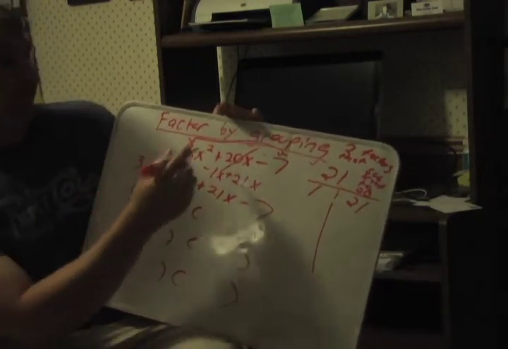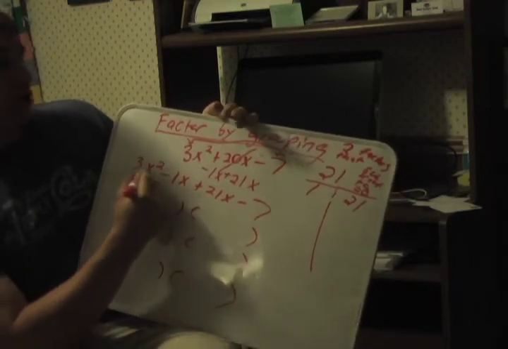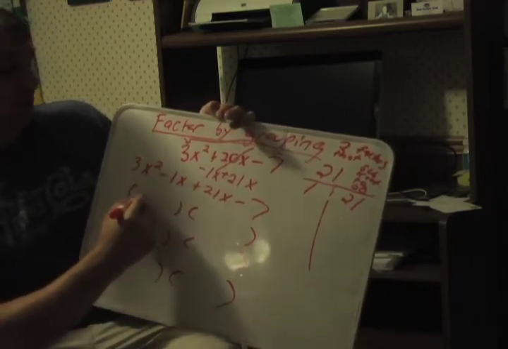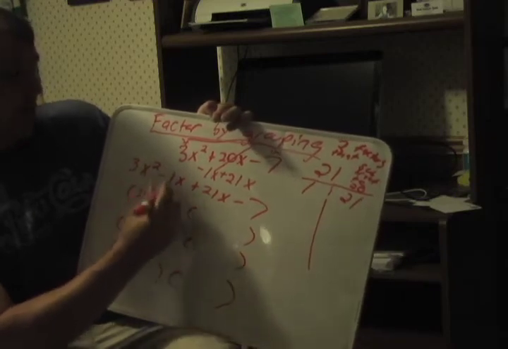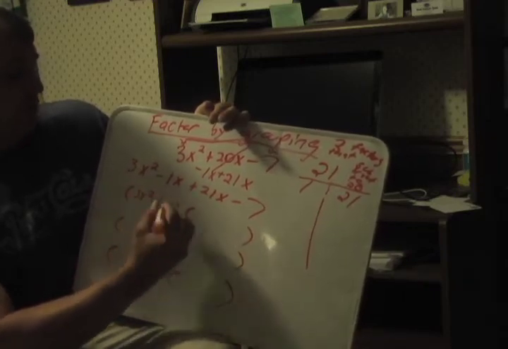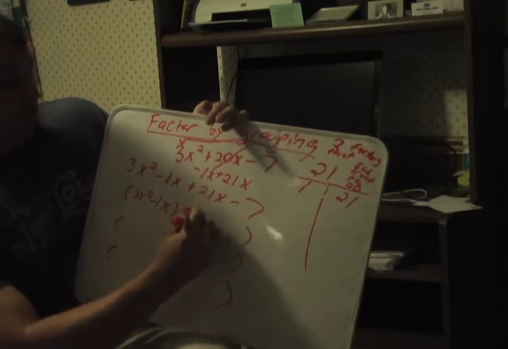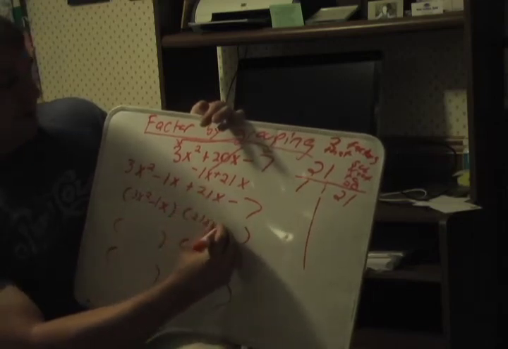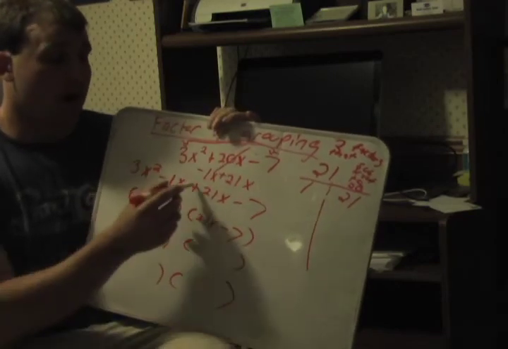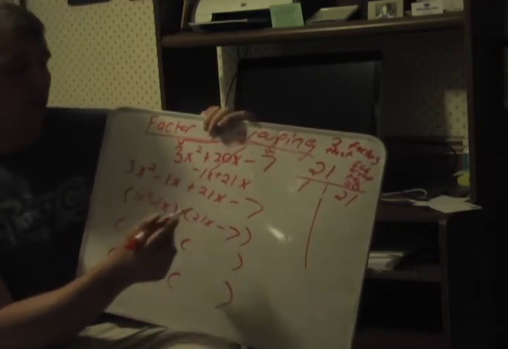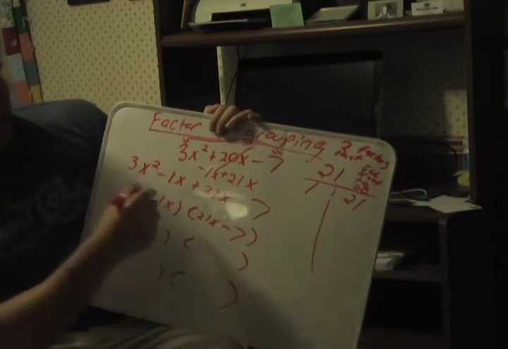Now it's called factor by grouping because what I'm going to do is group these terms. In the first parentheses, I'm going to group the 3x squared minus 1x, just in the order it's written. Then I'm going to group the 21x minus 7. The plus I just forget about right there. If it's a minus you need to put the negative on it, but it's plus right there. So I grouped them.